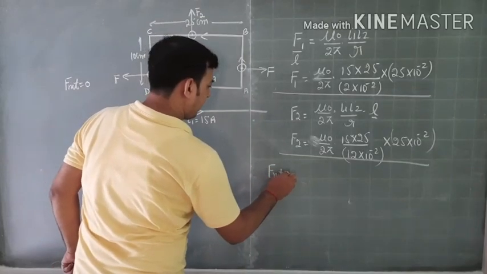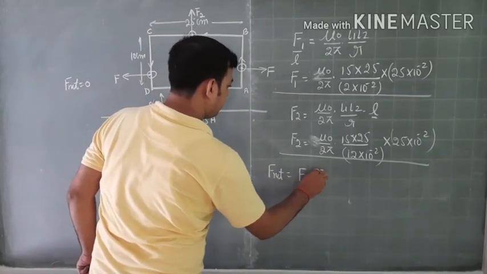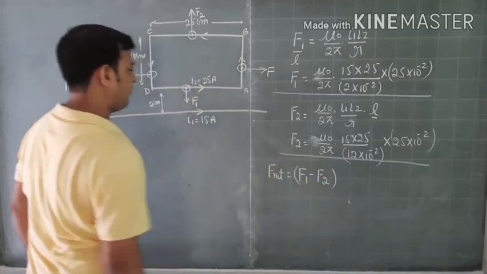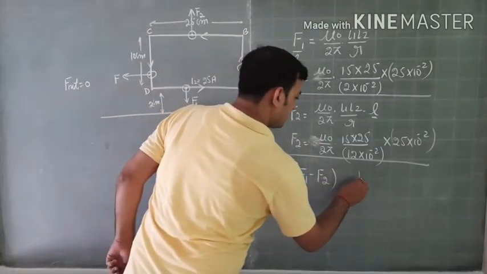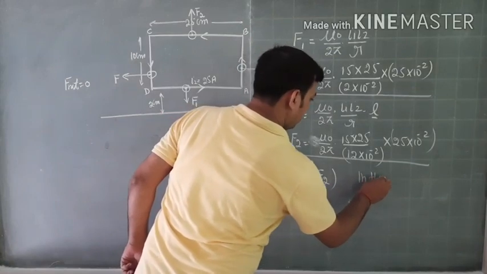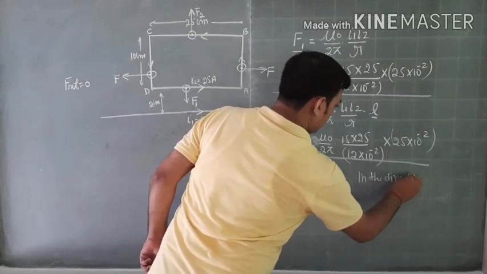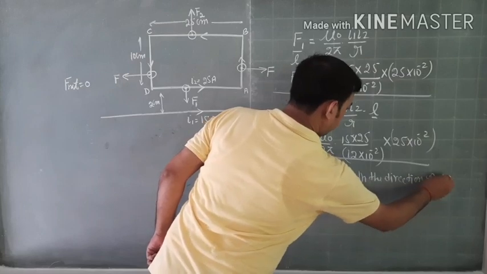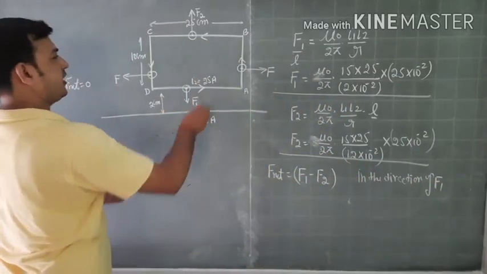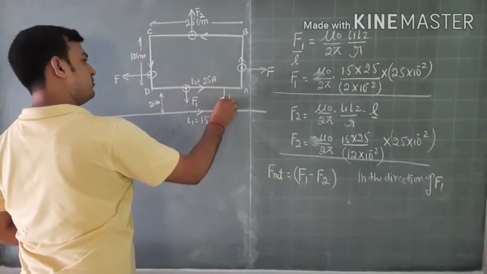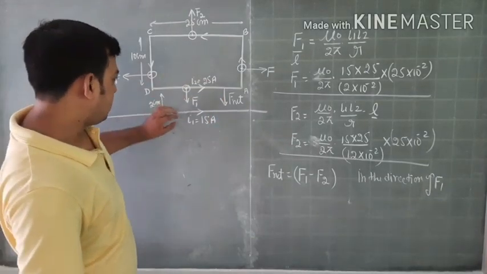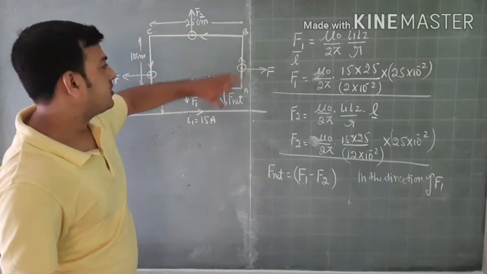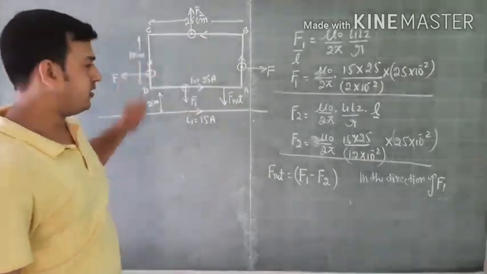So if you need to calculate the net force, then it will be the difference of these two, F1 minus F2. And since F1 is stronger, it is in the direction of F1. So this is the direction of the net force, or you can say that the net force will act in this direction, and in this direction this wire will attract the complete rectangle.